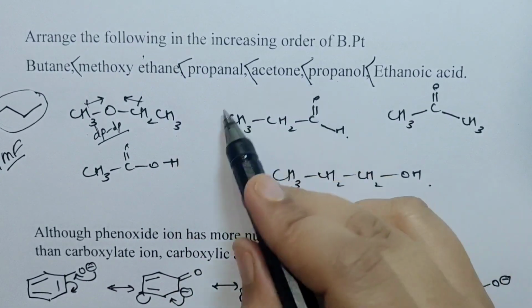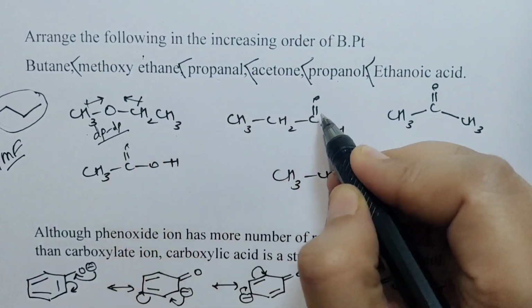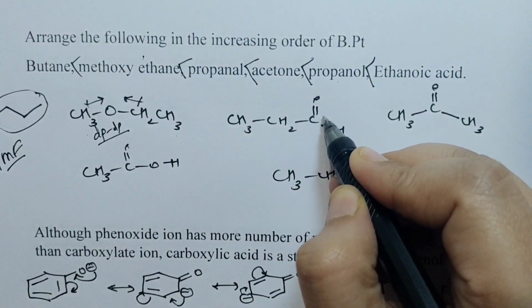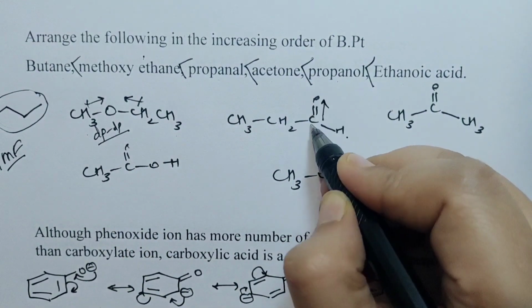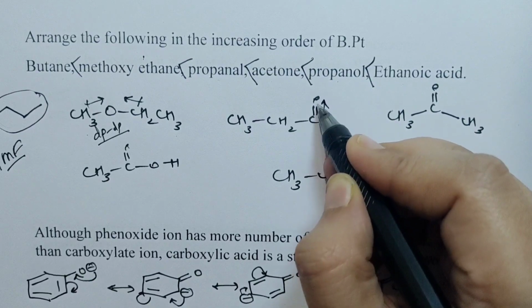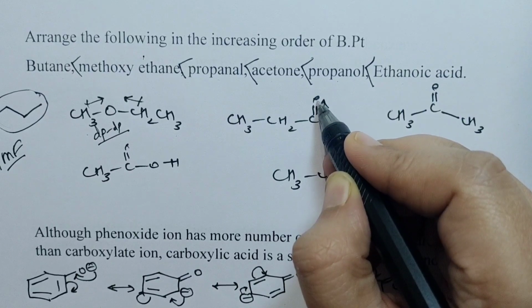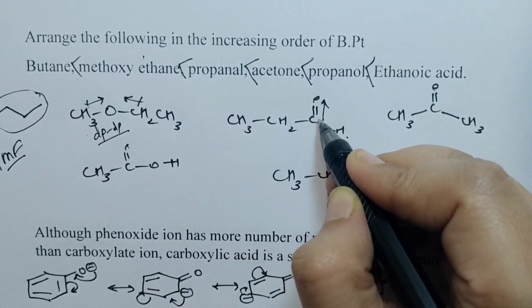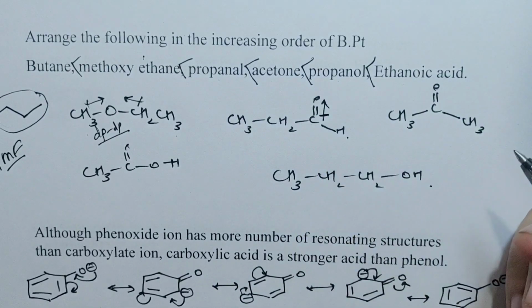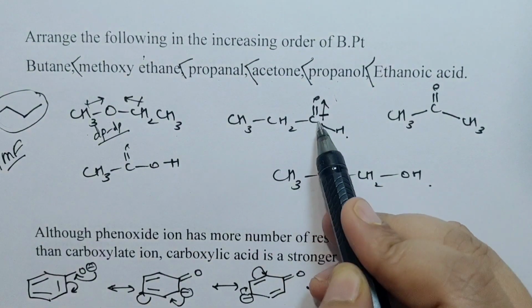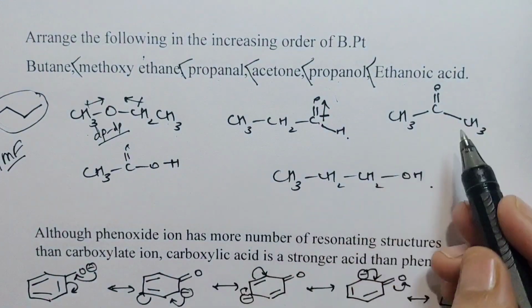Next up, the aldehyde. It is more polar than ether. That is because this carbon-oxygen bond is a double bond. That means there are four electrons pulled towards oxygen, so the dipole moment of this bond is much higher. So this compound is more polar than ethers.